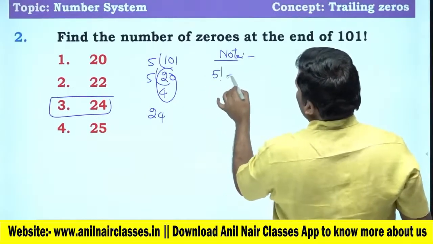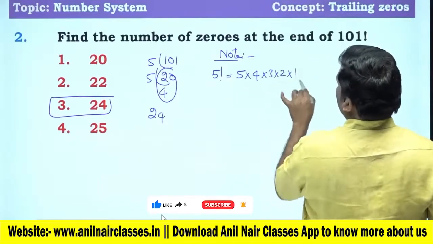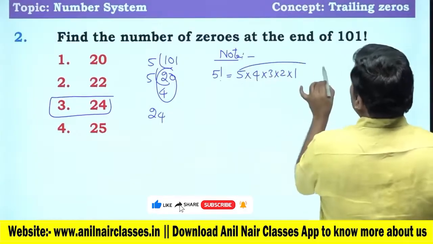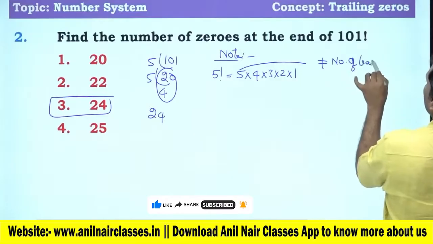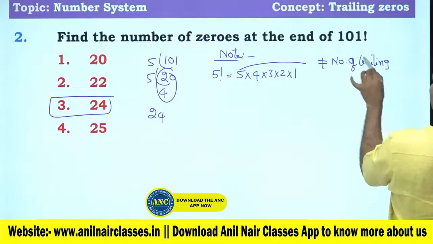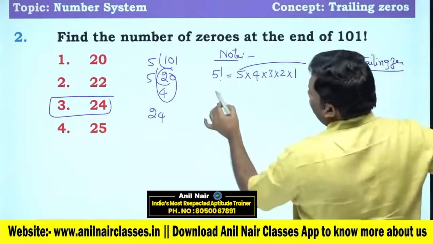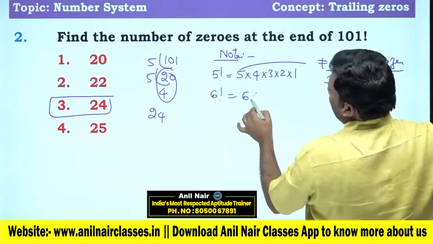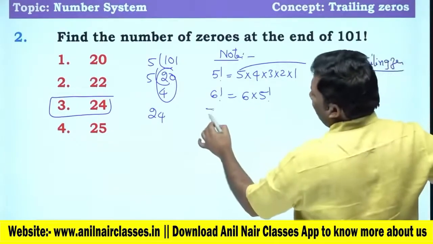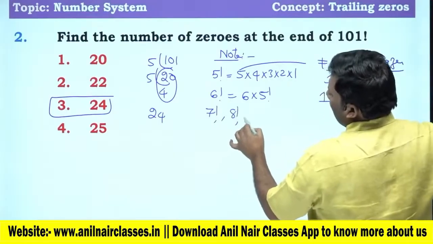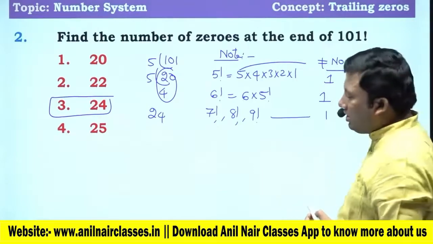5 factorial is 5 into 4 into 3 into 2 into 1. How many zeros are there at the end? The number of trailing zeros is based on the highest power of 5. So 1 power is there. Now if you see here, 6 factorial, 6 is 6 into 5 factorial. Again number of zeros at the end, 1. 7 factorial, 8 factorial, 9 factorial, all will have how many zeros at the end? 1 zero at the end.